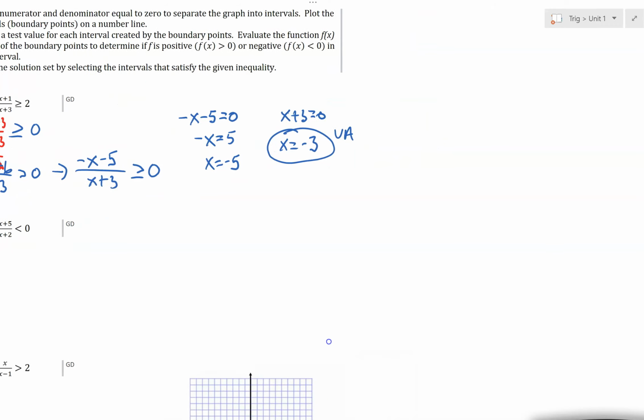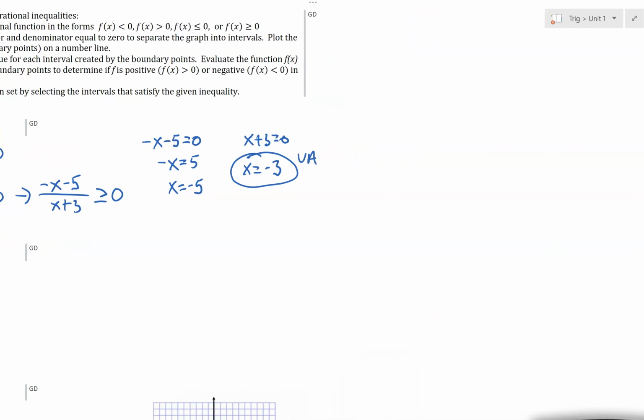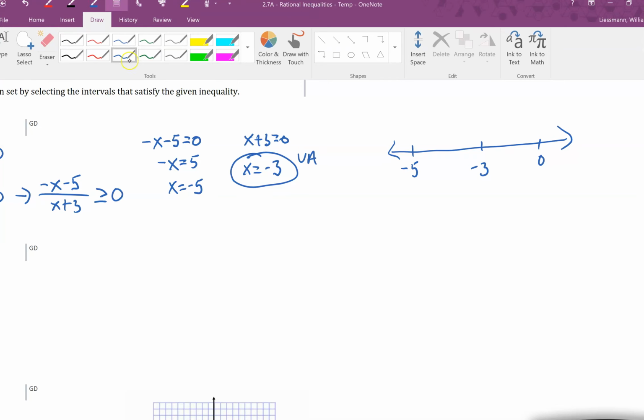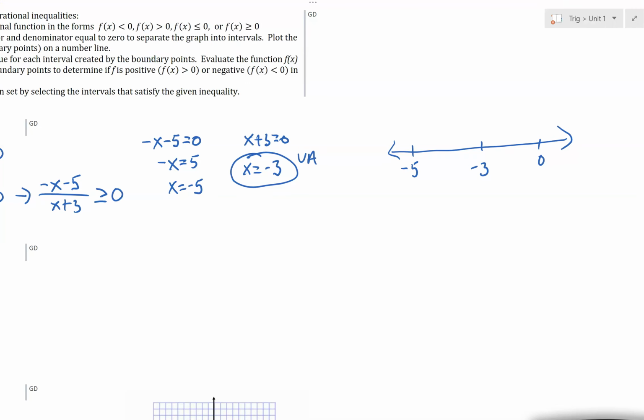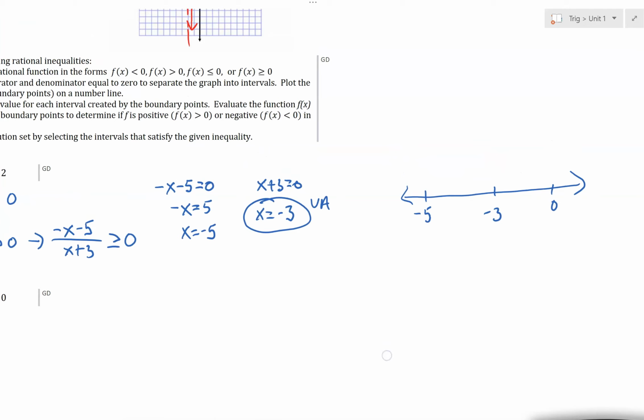Now, we can do this one of two ways. We can create a graph, or we could still use a number line. It's really not any different here. Here's negative 5. Here's negative 3, and 0 would be over here. Now, the only difference is this is a rational function, and I'm not trying to graph this rational function. I'm actually just trying to see. But, I mean, you could look at it that way. We are basically kind of graphing this thing.